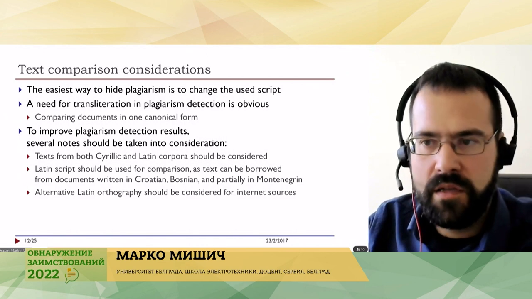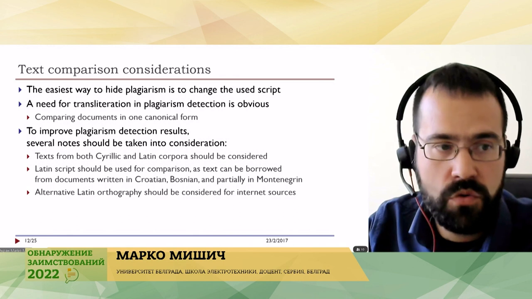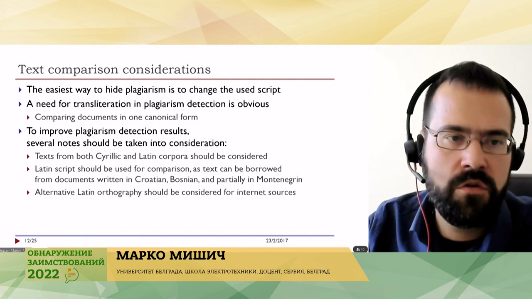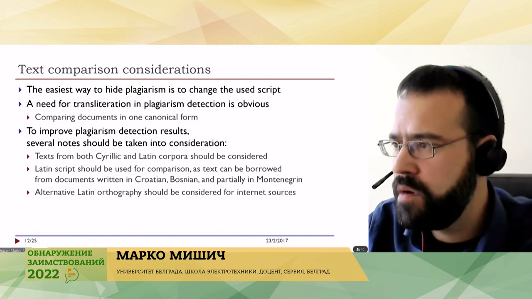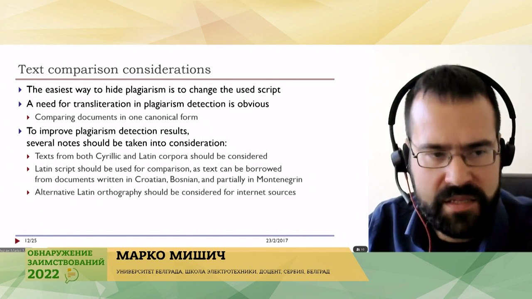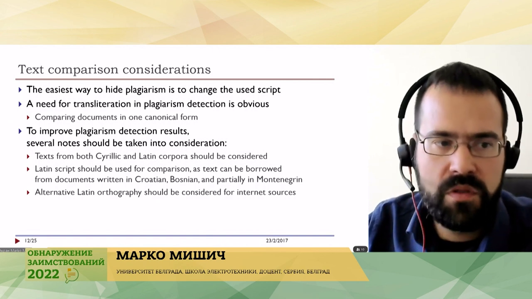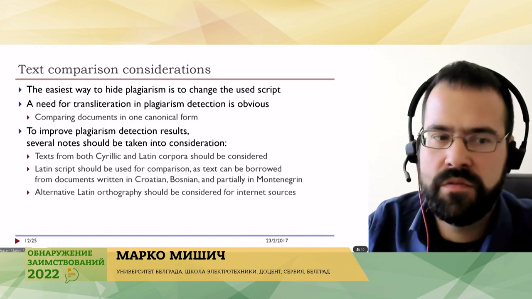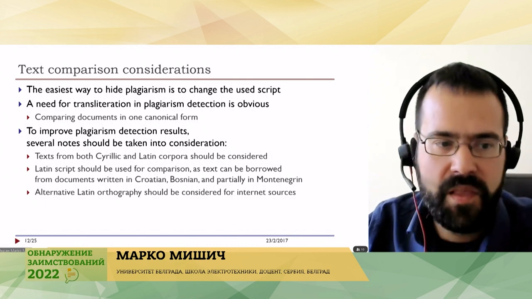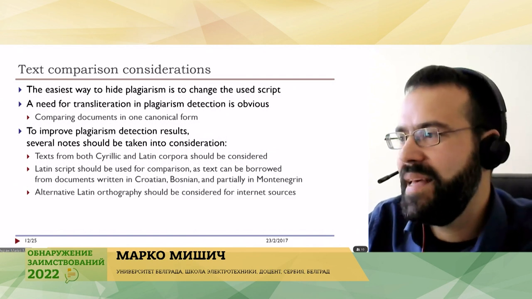So the problem should be emphasized in that sense, and tools should take this into consideration because we need some canonical form to compare documents. And in my opinion, that should be Latin because it is widely used among all those speakers of the common South Slavic language. So to check documents in Serbian, both texts from Cyrillic and Latin corpora should be considered. Texts from Cyrillic should be transliterated into Latin, and also those alternative Latin orthographies should be considered in order to get high enough similarity scores.